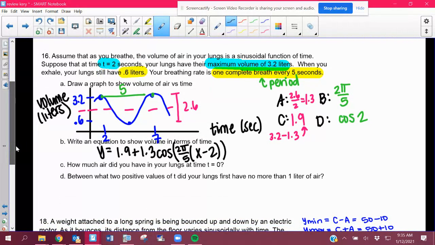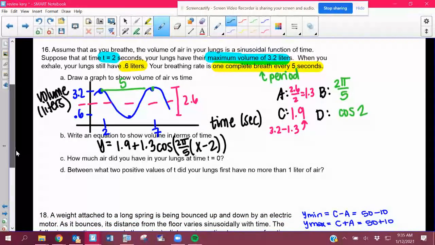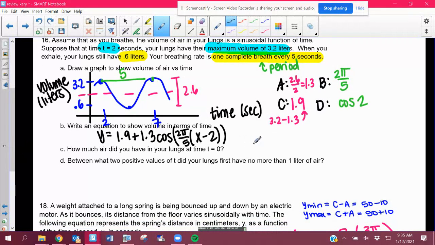Don't put too many parentheses in, because now at this point, I can go in and I can find what it is at time equals 0. I can use the table. Between what 2 positive values of t did your lungs have no more than 1 liter of air? Well, I know that means I need y equals 1, because that was volume of liters right there. And I can go into my graph and find that. Making the window for this graph is even easier because I have the picture. So when I make this window, make the x's go at least to 7, make your y's go up to 3.2, and you can find these pieces out.